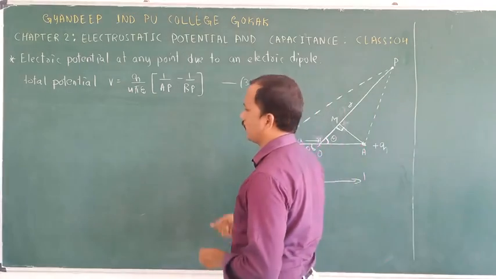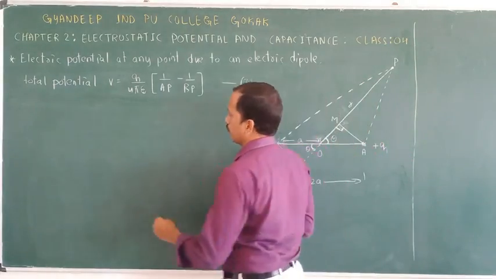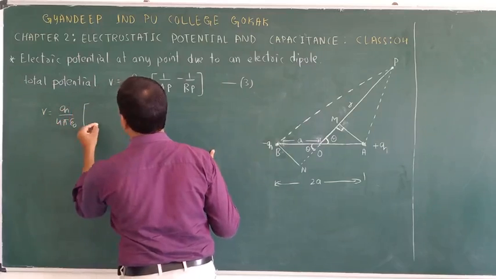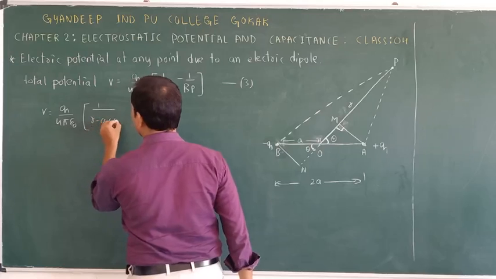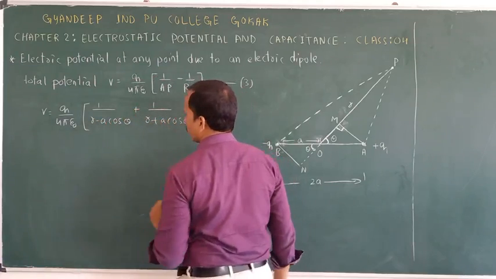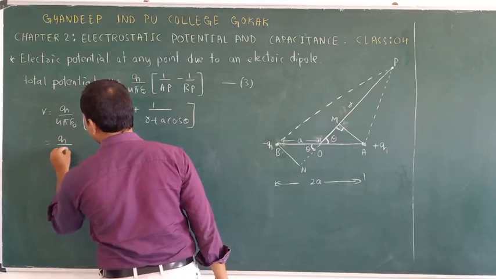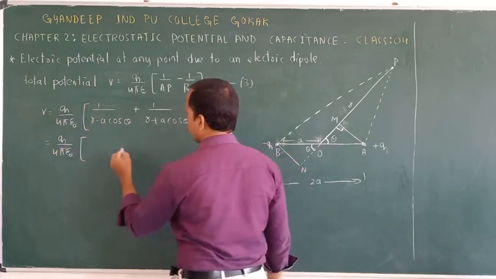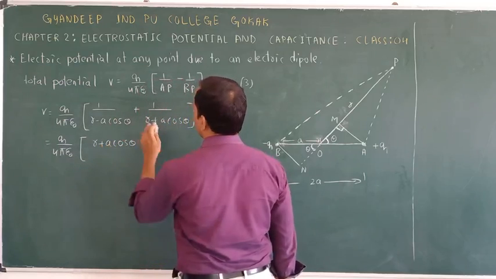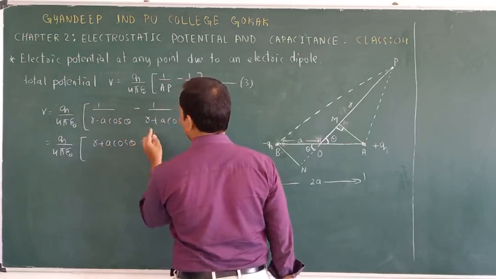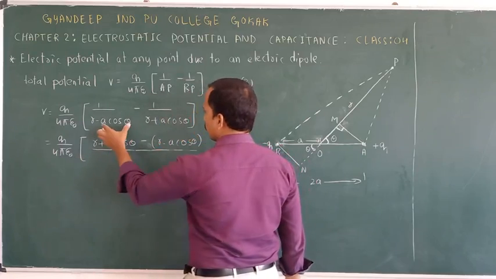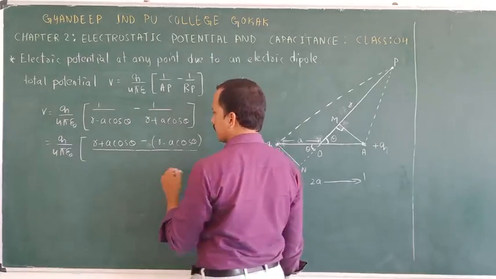Next, substitute the values of AP and BP in this equation. Therefore, V is equal to Q divided by 4 pi epsilon into the bracket. The value of AP is R minus A cos theta, plus the value of BP is R plus A cos theta. So you can take LCM. On this side it is R plus A cos theta, plus on this side minus of R minus A cos theta, divided by A minus B into A plus B, which is A square minus B square.